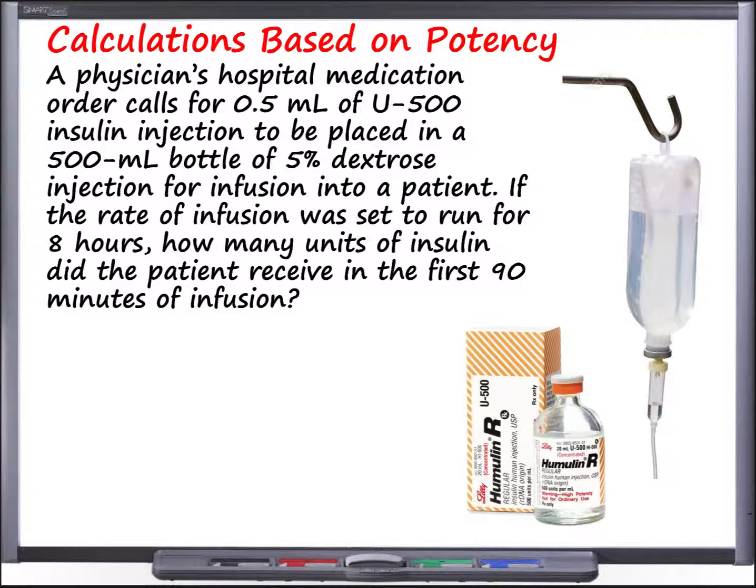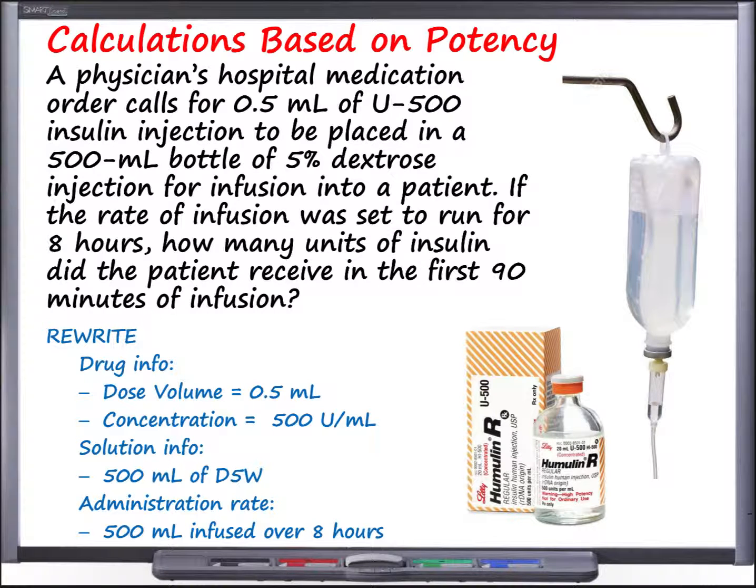So, looking at that question, wow, there's a lot of information there. This is a very hard question until you simply break down the information that you know. What we know is, as far as the insulin or the drug information, we're going to use 0.5 mils out of the vial, and that vial has a concentration of 500 units per mil. Hopefully you can see on the vial, that's essentially what U500 stands for. It stands for 500 units per milliliter. Okay, that's what we know about the insulin.